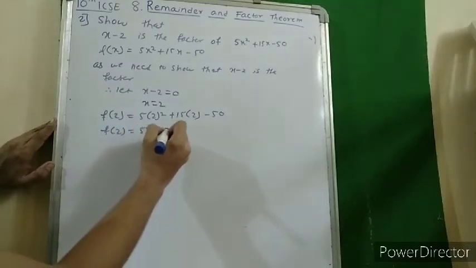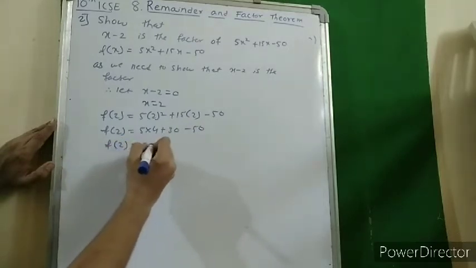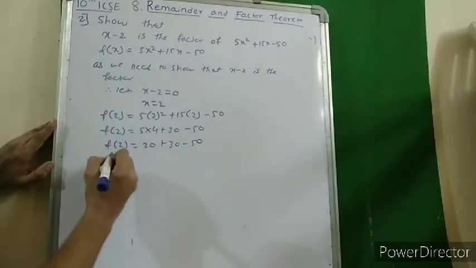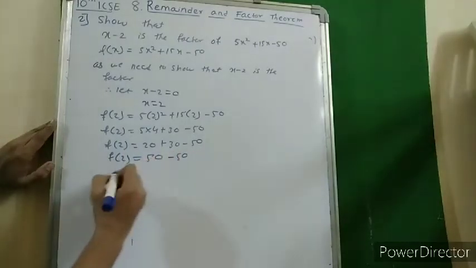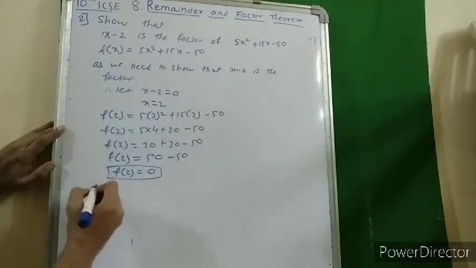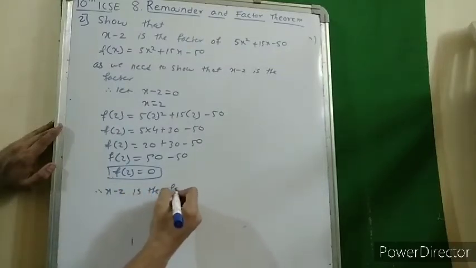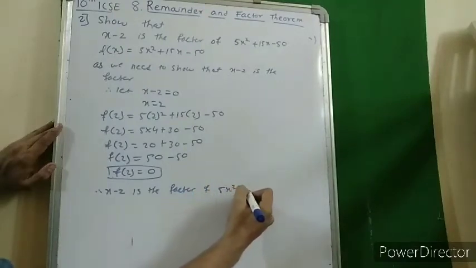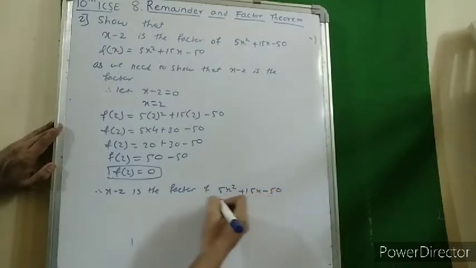5 into 2 squared is 4, 15 into 2 is 30. 5 fours are 20, plus 30, minus 50. So 20 plus 30 is 50, minus 50, and yes, 50 minus 50 is 0. As it is 0, therefore I will say that x minus 2 is a factor of 5x squared plus 15x minus 50.